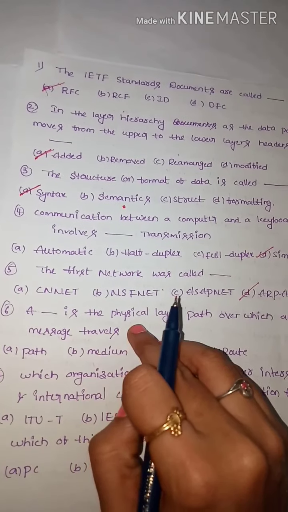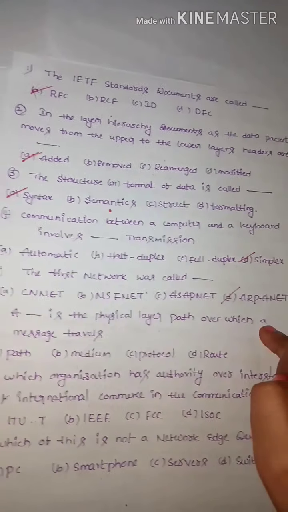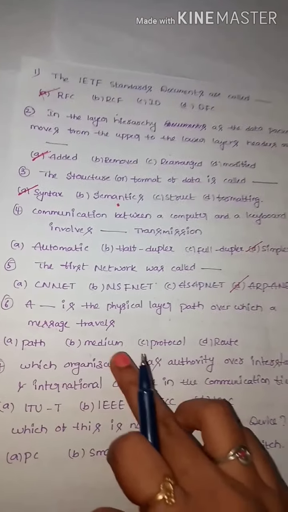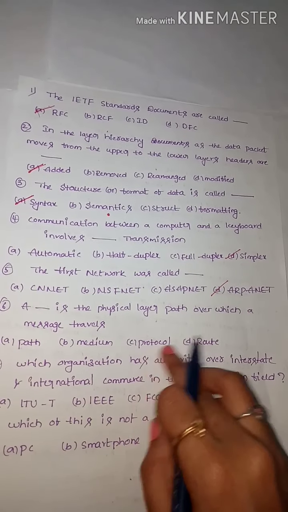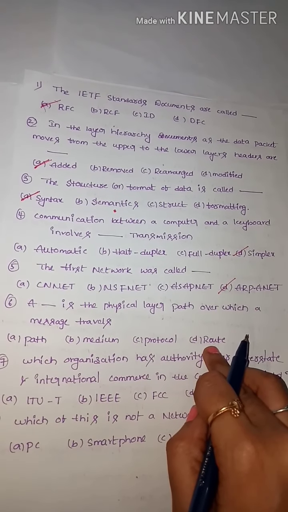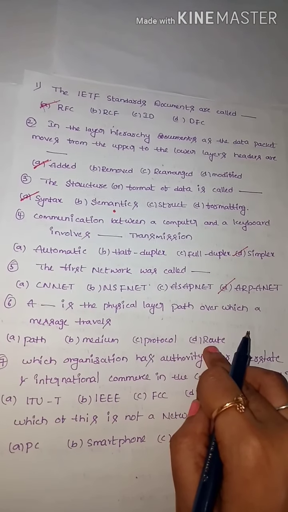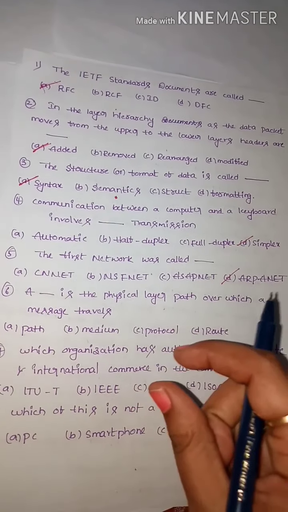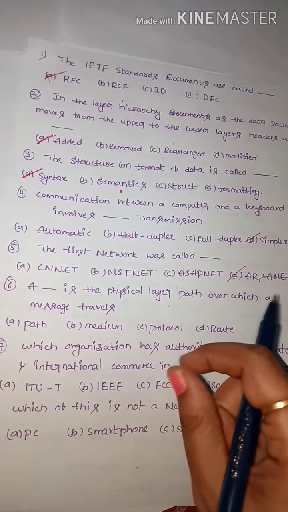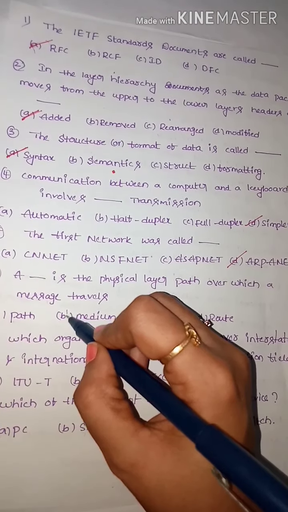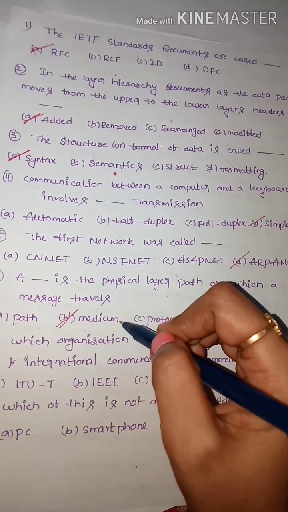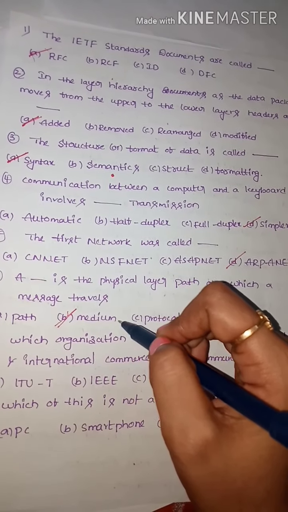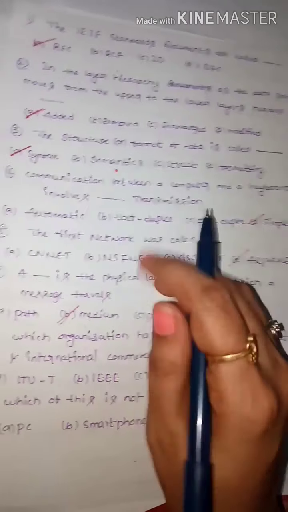Next one, a dash is a physical layer path over which a message travels. Options: option A path, option B medium, option C protocol, option D router. A message travels from sender to receiver via a physical path called a medium, using a set of rules or methods called a protocol. Here the correct answer is medium. The transmission medium is classified into two categories, guided media and unguided media. So the answer is medium.